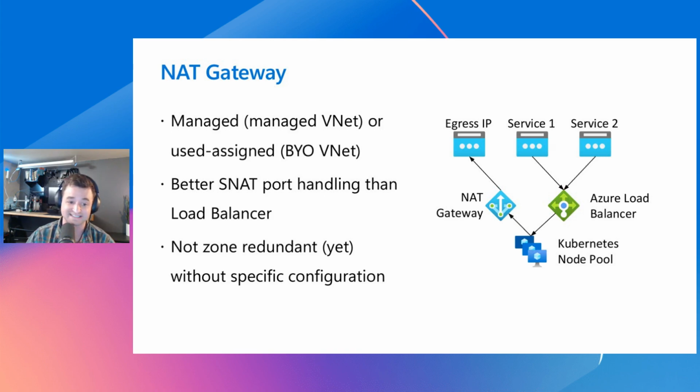Now, this isn't zone redundant yet without specific configuration. So there's a little bit more management that you can do to do that. But in the future, this will be zone redundant. Which is a good feature to have. And for this traffic flow, you can see the same thing. You have your traffic going out through the NAT gateway, out to the egress IP, and then for the incoming traffic, that still goes to the load balancer and to your Kubernetes node pool.